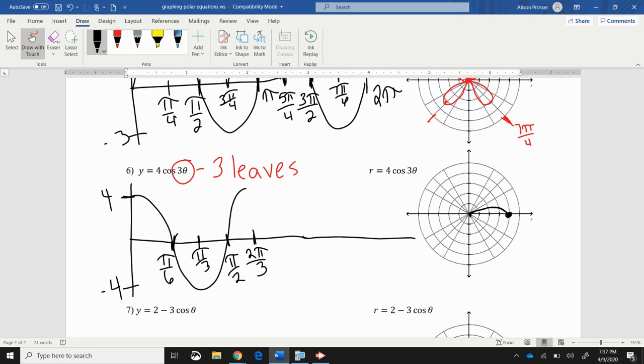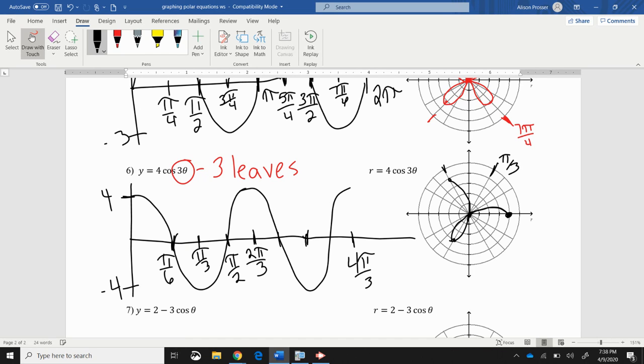At pi over 3, it's at negative 4. So pi over 3 is this line right here, but you need to go backwards. 1, 2, 3. And then by the time you get back to pi over 2, it needs to be right here. And then at 2 pi over 3, which is right here, it's back up here at 4. And if you can go ahead and figure out where the rest of this goes, you can. If not, you can finish this graph to 4 pi over 3.